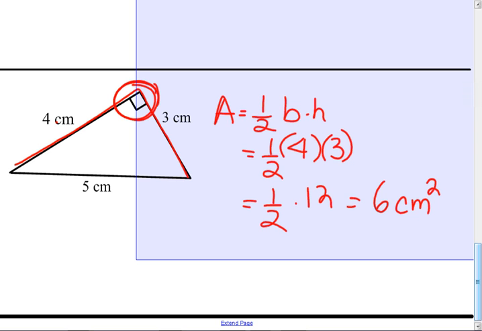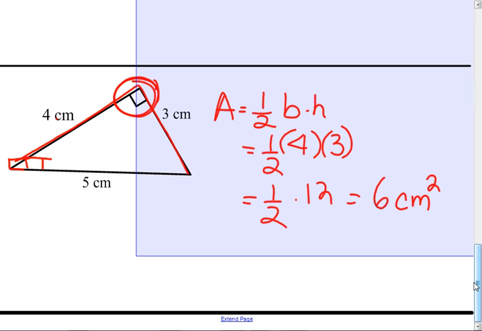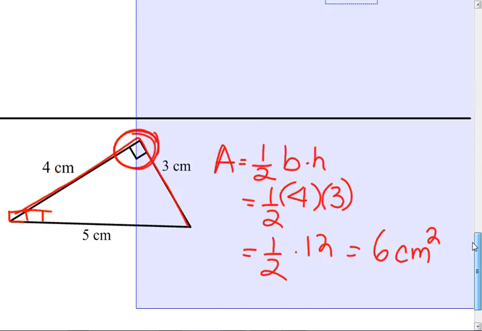Because what is area? Area is how many squares I can put in here. And unfortunately, that doesn't fit nicely there. It will fit nicely over here. So we have to do some estimations if you wanted to do that, or build a rectangle. Okay, is that okay for those triangles? Let's try some more.